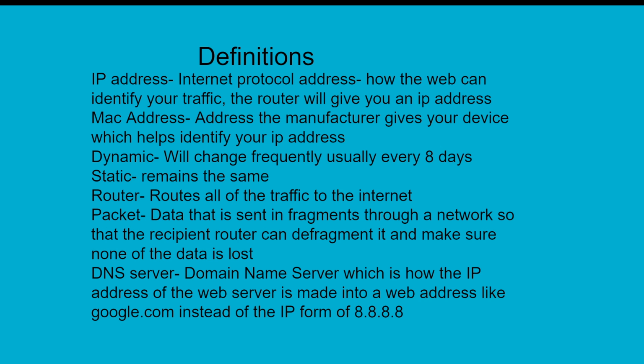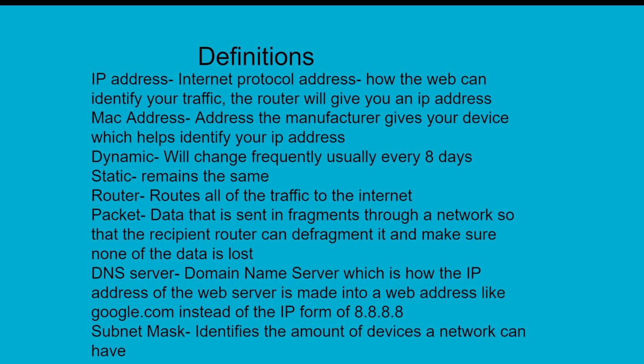Now, a DNS server, which is a domain name server, is how the IP address of a web server is made into a web address, like google.com, whose IP address would be 8.8.8.8. Instead of typing the IP, we type in google.com, and the DNS server will grab the IP address of google.com, 8.8.8.8, and put that onto our computer. A subnet mask identifies the number of devices a network can have.